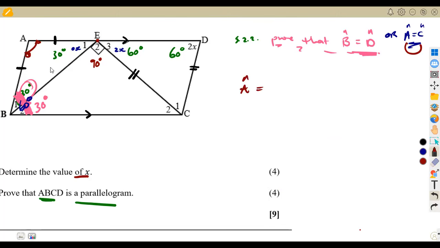To have angle A, remember, angles in a triangle add up to 180 degrees. In triangle ABE, you're going to have A as 180 degrees minus 30 degrees and also minus this other 30 degrees, because you know that angles in a triangle add up to 180. So this is going to be 120 degrees.